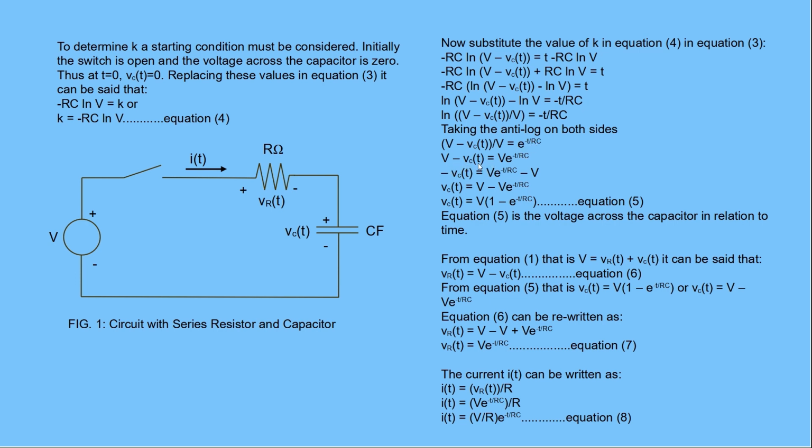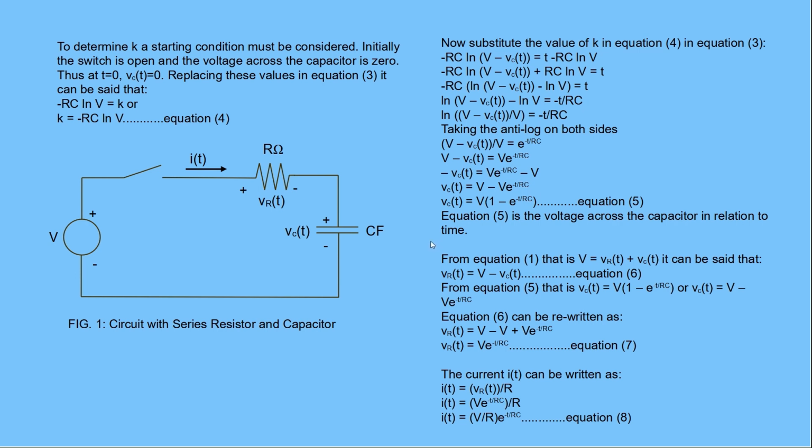or we can say V minus VC(t) is V times e to the power of minus t divided by RC. Or we can say minus VC(t) is equal to V e to the power minus t/RC minus V. Or we can say VC(t) is equal to V minus V multiplied by e to the minus t/RC. And this can be rewritten as VC(t) is equal to V times (1 minus e to the power of minus t over RC). And this gives equation 5. Equation 5 is the voltage across the capacitor in relation to time.